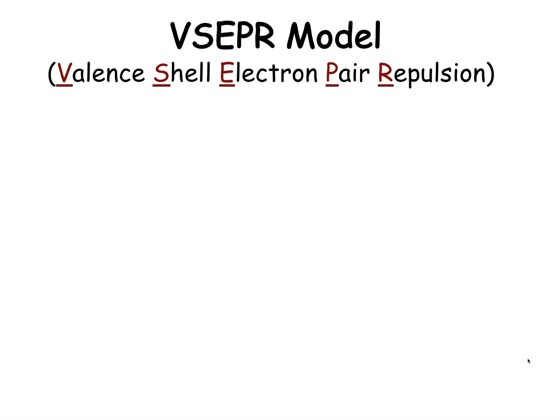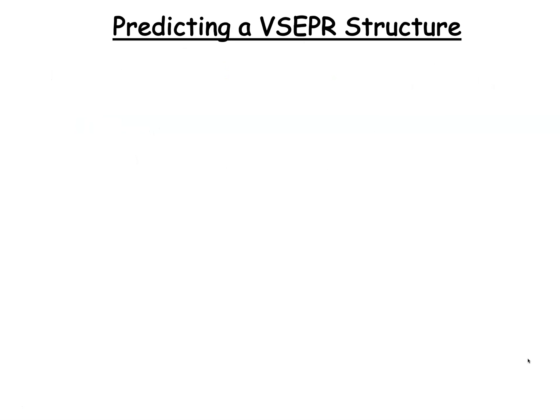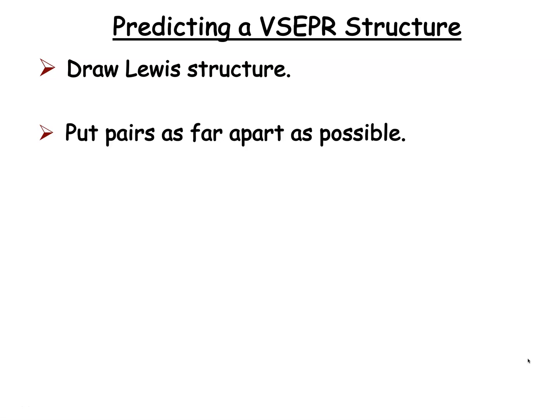This should be mostly familiar to everyone. So our goal, again, is trying to create a model, a dot structure, where we're minimizing electron pair repulsion. Now, an electron pair can be both a bonding pair as well as a lone pair of electrons. So pretty simple to predict the structure. We want to draw our Lewis structure. We all know how to draw Lewis structures by now. We want to make sure we put our bonds and our pairs of electrons as far apart as possible.